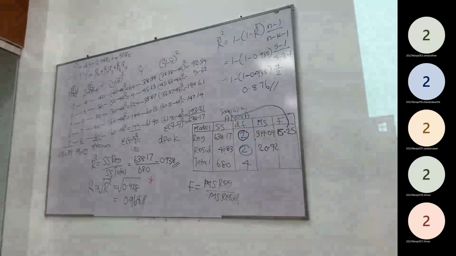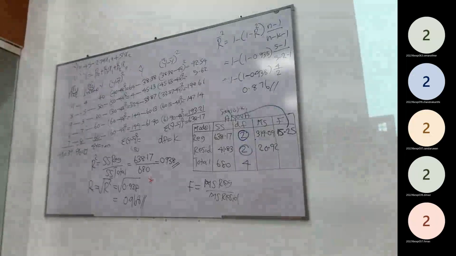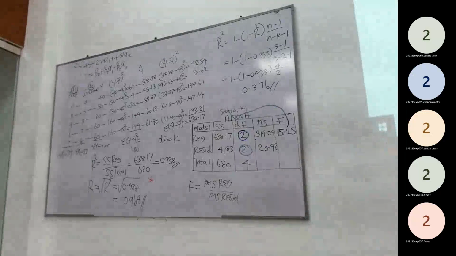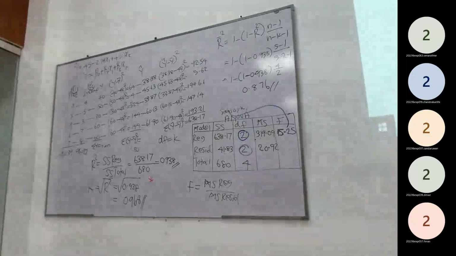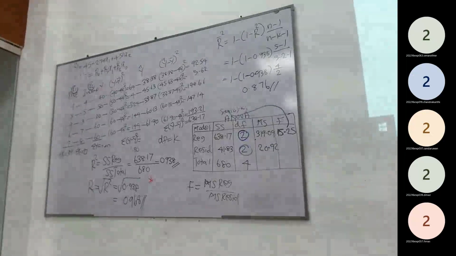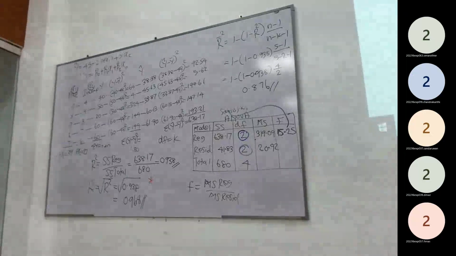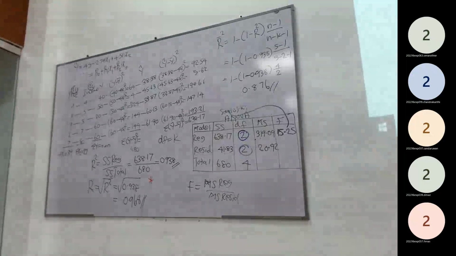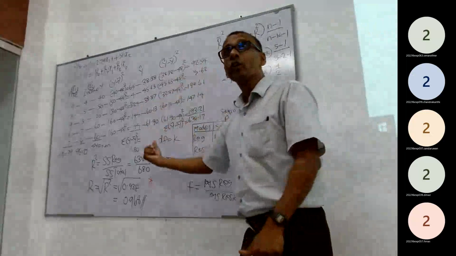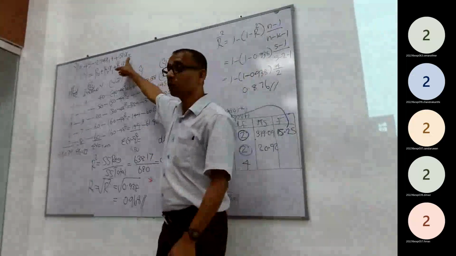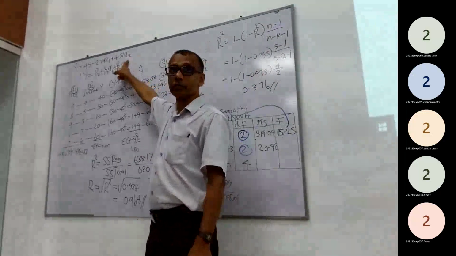Multiple correlation is about how independent variables jointly correlate. That makes it a multiple correlation or multiple regression model.